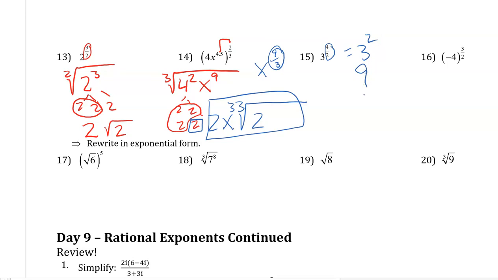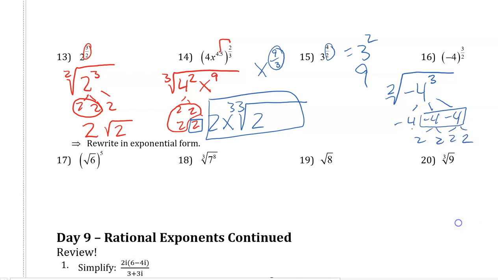Number 16, negative 4 to the 3 halves. Well, let's see. This is going to be the square root of negative 4 cubed. Well, negative 4 cubed is negative 4 times negative 4 times negative 4. Each of those negative 4's, in fact, these two would become positive, so I can just say that's 2 times 2 times 2 times 2, and then up front here is times 2 times 2 times negative 1. And negative 1 is important. We'll come back for that in a moment.